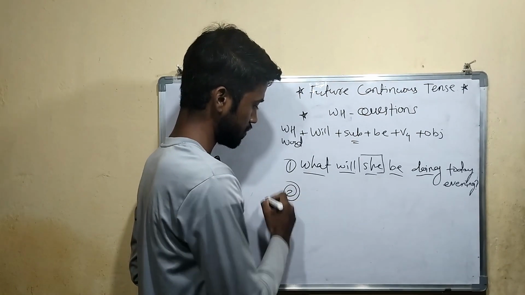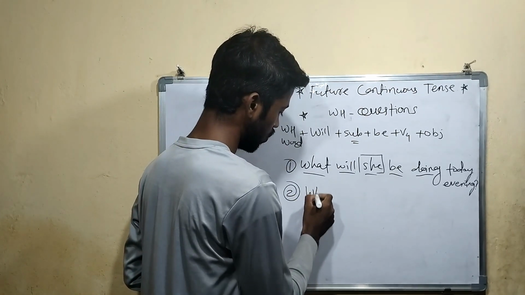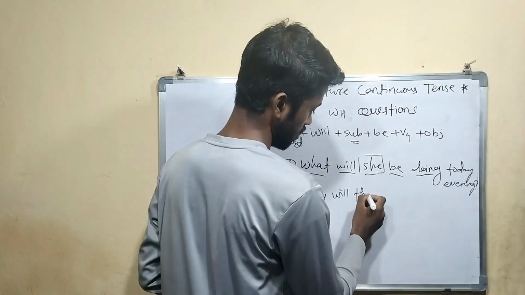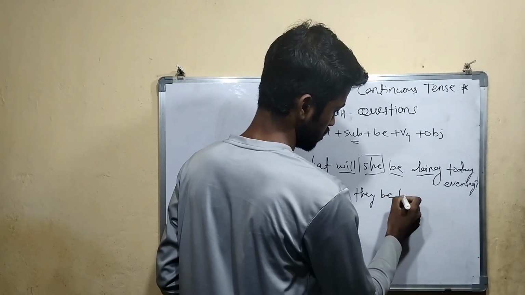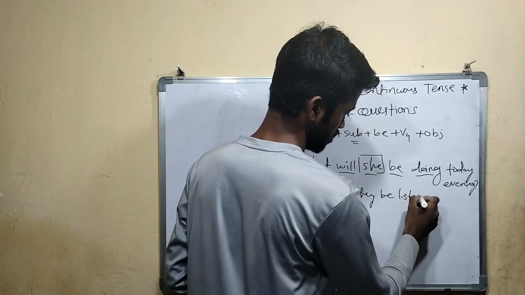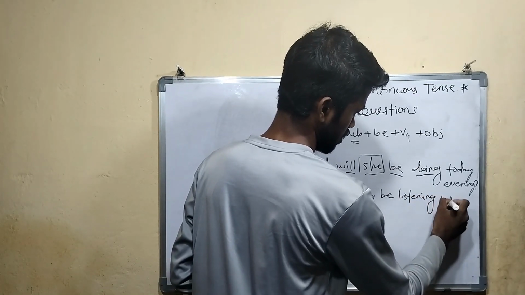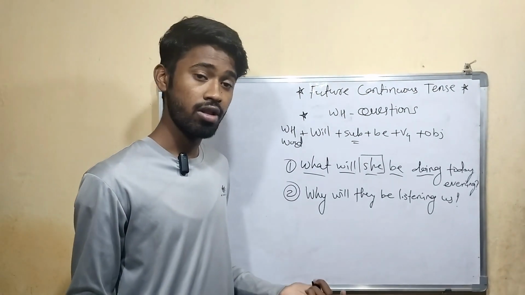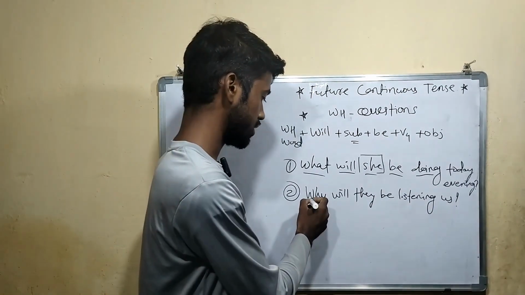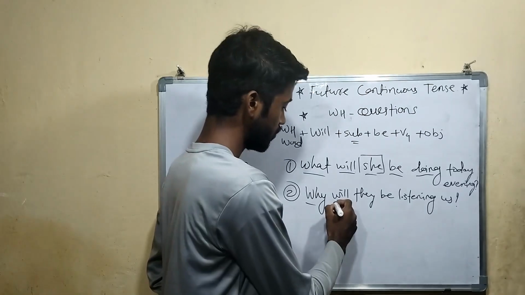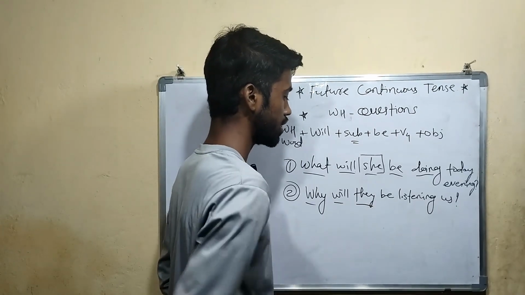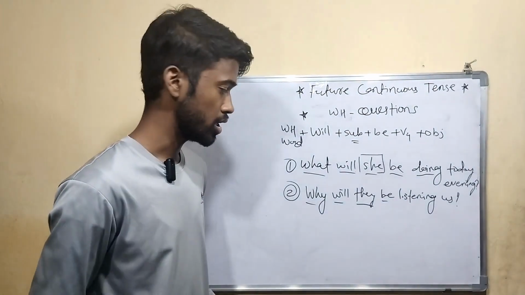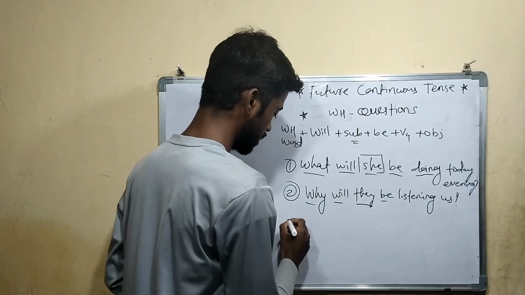Now let's take another example. Why will they be listening us? So here this is the WH word followed by the helping verb. After that, subject, be, fourth form of verb, and object. Okay, now let's take another example.